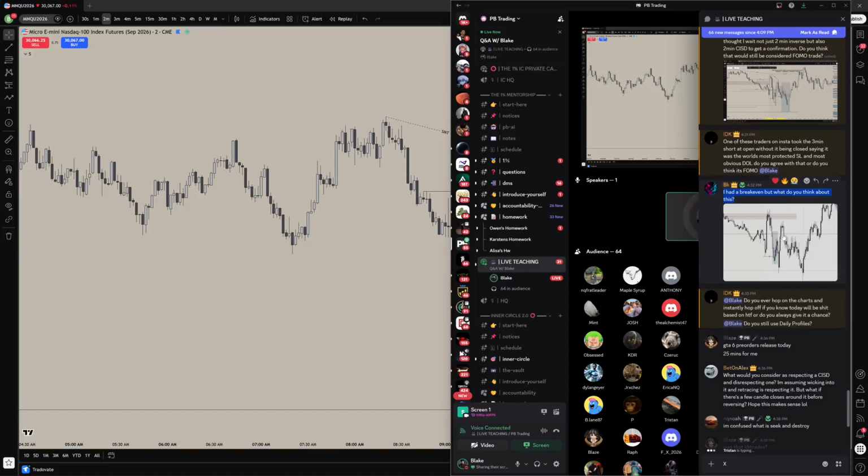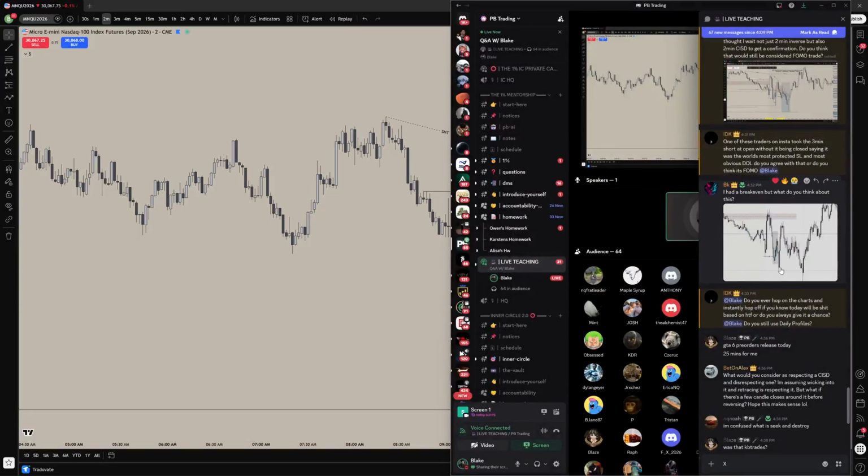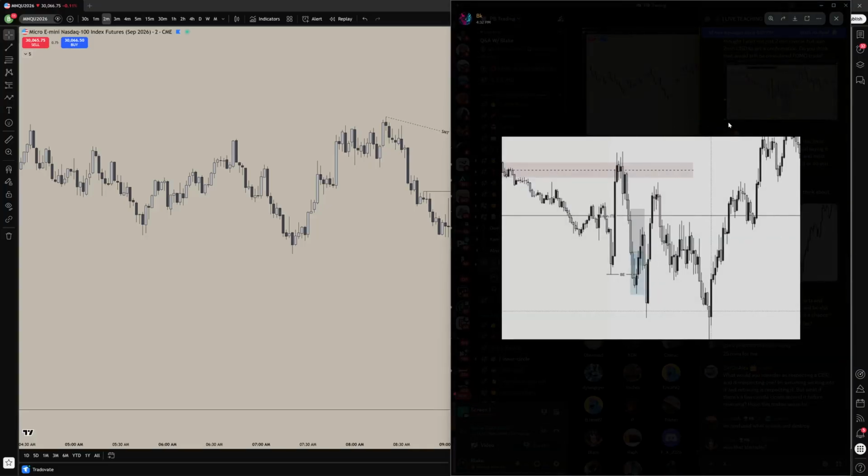I had a break even, but what do you think about this? I think it's good. I think it's a good break even. I think it's a good setup. I think it's a little bit discounted. This is the only reason I don't like it, is just because it's extremely discounted. But I actually don't think it's that bad. But yeah, I mean, we're inside of a 3 minute, but that 3 minute was gonna get ran through at that point.